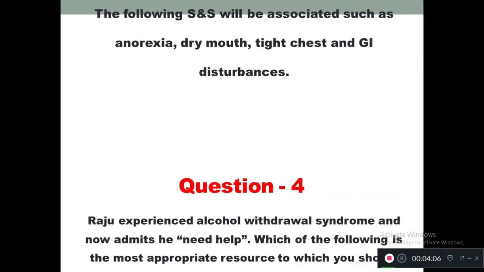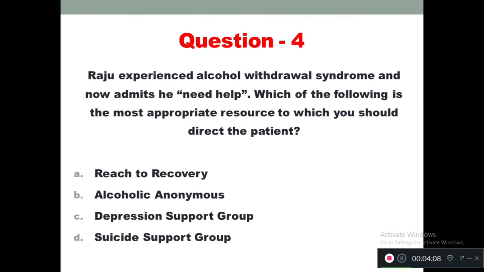Question number 4. Raju experienced alcohol withdrawal syndrome and now admits he needs help. Which of the following is the most appropriate resource to which you should direct the patient? Option A, Reach to Recovery. B, Alcoholics Anonymous. C, Depression Support Group. And D is Suicide Support Group.